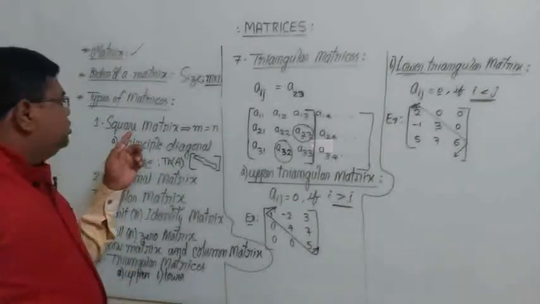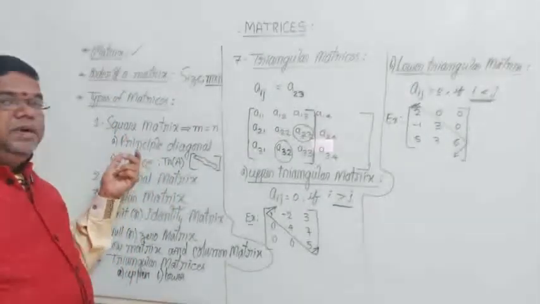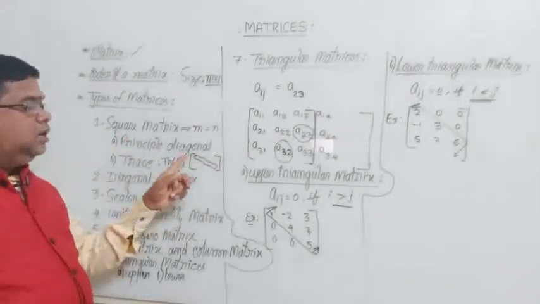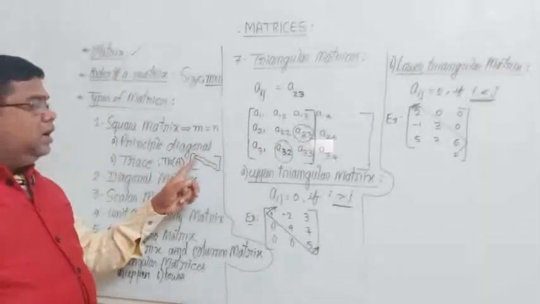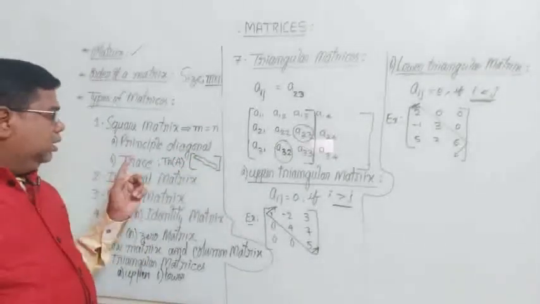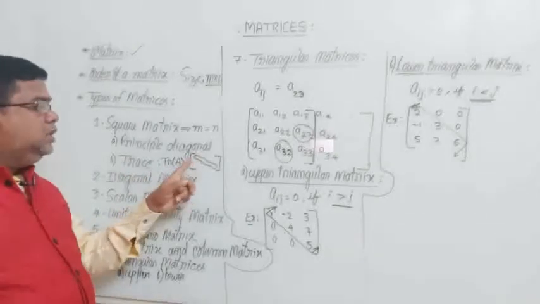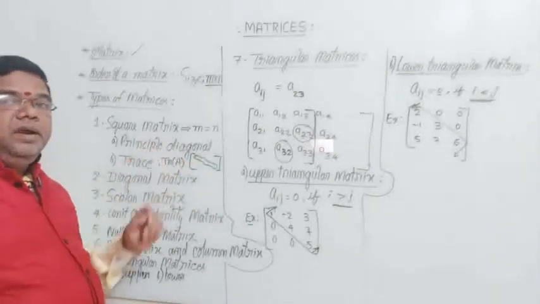Okay. Now under square matrix: principal diagonal and trace. Principal diagonal means only the diagonal elements. In a square matrix, the diagonal elements are called the principal diagonal. Trace means the sum of the diagonal elements of a matrix.